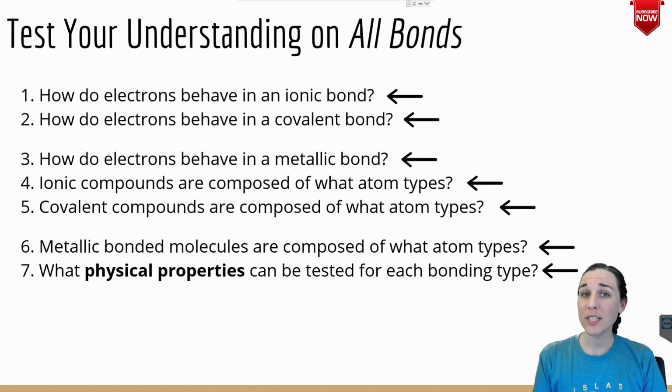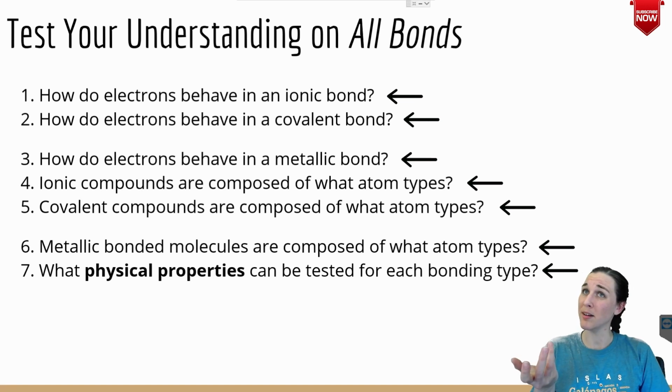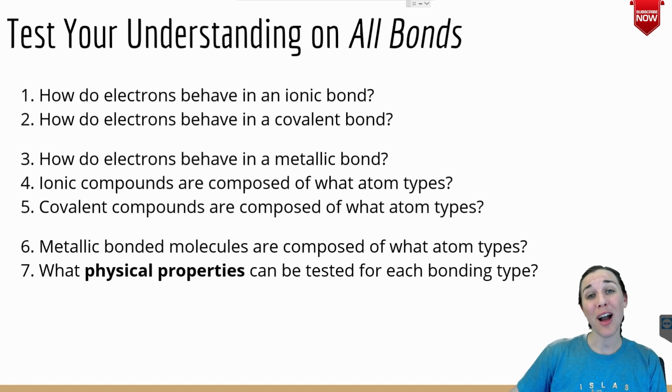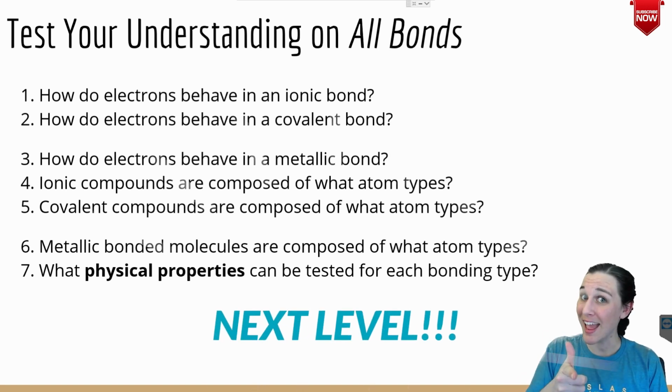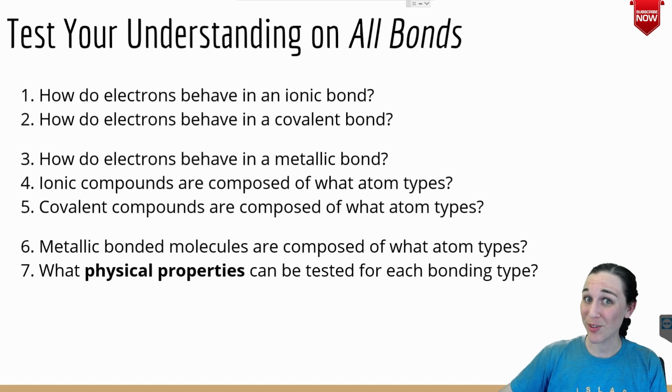And what are the physical properties that you could test for? Say you had some unknown chemical and you wanted to know if it was covalently bonded, ionically bonded, or metallically bonded. How could you test that chemical to determine what its bond type would be? Once you feel confident that you could answer all of these questions without batting an eye, we'll take it to the next level in our next video about types of chemical reactions.